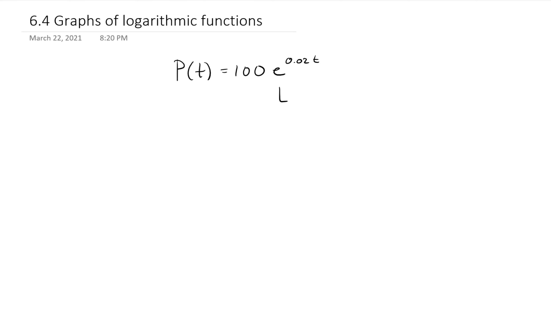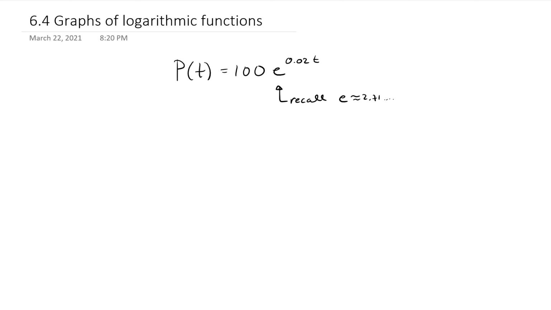Now recall maybe e is a special number, but it's often used in those models. So e is 2.71 something. Okay, it's an irrational number. And so p of t is 100 e to the 0.02t. So when t is 0, this is going to be e to the 0, and e to the 0, like any other base to the 0, is going to be 1. So that's why p of 0 is 100.